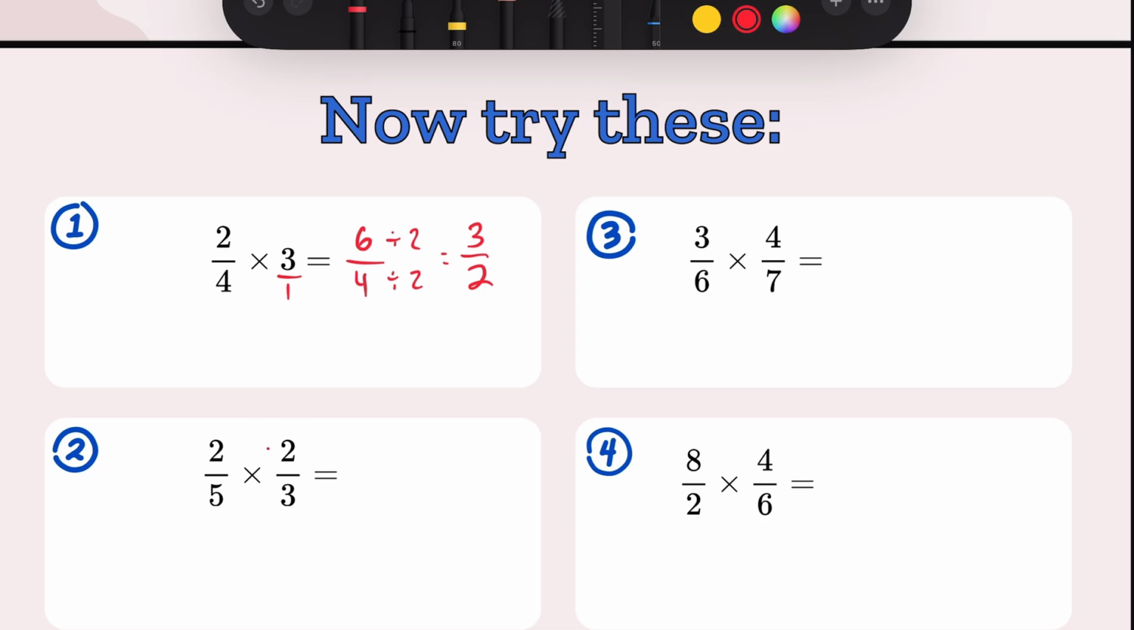Here I'm going to do 2 times 2, which is 4, and 5 times 3, which is 15. And that's it. I can't simplify it, so that's my final answer.